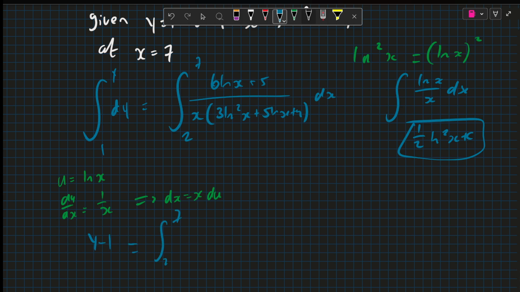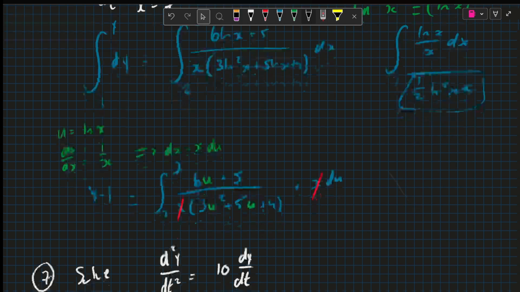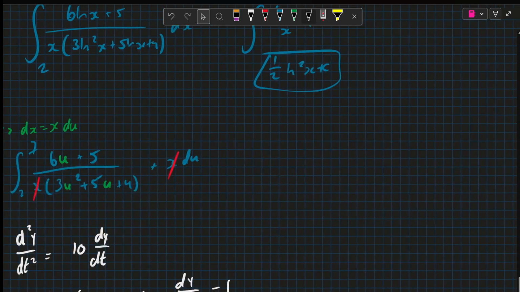And you can see where this is going to come in, because then we get y minus 1 equals, again, the integral between 2 and 7. This time we're going to be transporting to the u world. 6u plus 5 divided by x times 3u squared plus 5u plus 4. And then times a replacement for dx, which is x times du. And you can have a look, that x cancels with that x. And again, we just get some more perfect derivative stuff.